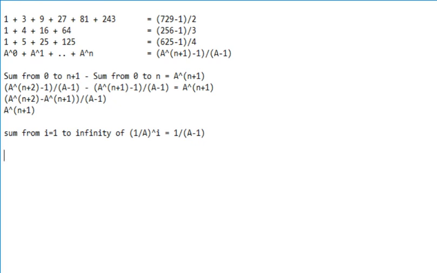So we can add those two things together and say the sum from i equals minus infinity to n of a to the i equals a to the n plus 1 divided by a minus 1. And what I've done is I've added 1 over a minus 1 to this, so this minus 1 over a minus 1 went away. I think I've explained this pretty well.